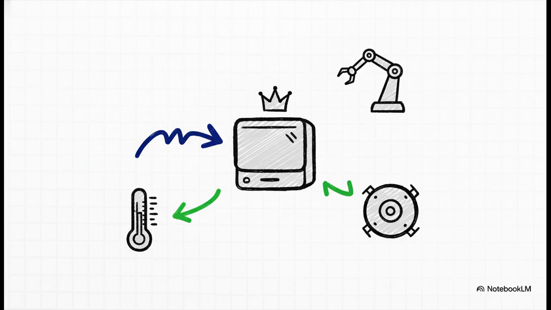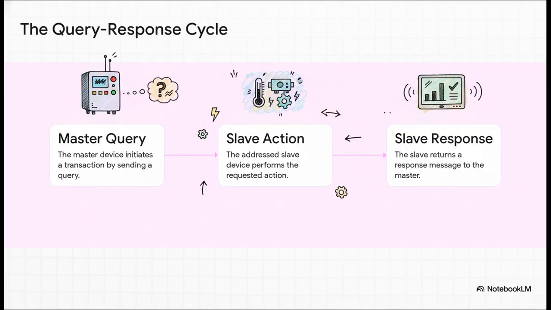Just imagine this. You've got one device, the master, and it's the only one that starts a conversation. It's the boss, the factory floor manager. All the other devices on the network, they're the slaves, and they only speak when they're spoken to. They just sit there, listen for commands, do what they're told, and then report back. That's it.